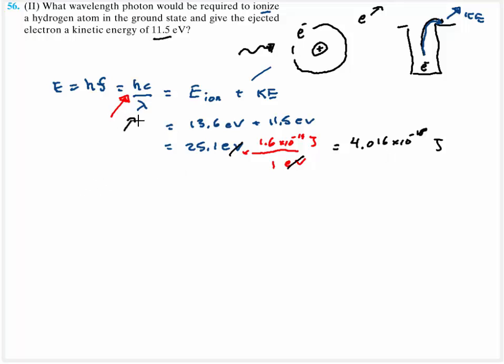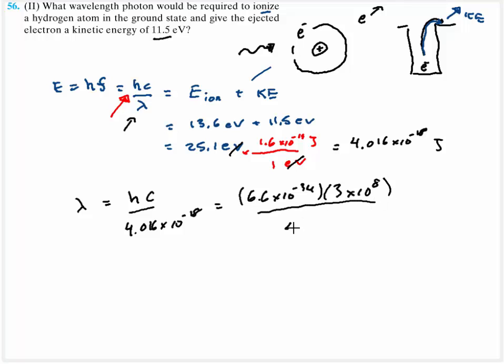Now it's a simple matter of solving for wavelength. So we're going to say that the wavelength is going to be equal to hc divided by the energy, 4.016 times 10 to the negative 18th. So 6.6 times 10 to the negative 34 multiplied by 3 times 10 to the 8th. Divide all that by 4.016 times 10 to the negative 18th. We're going to end up with a wavelength of 4.93 times 10 to the negative 8th meters, or 49.3 nanometers.